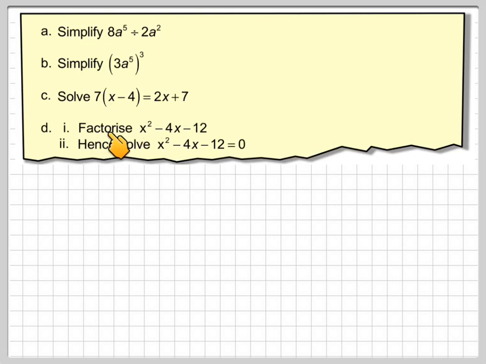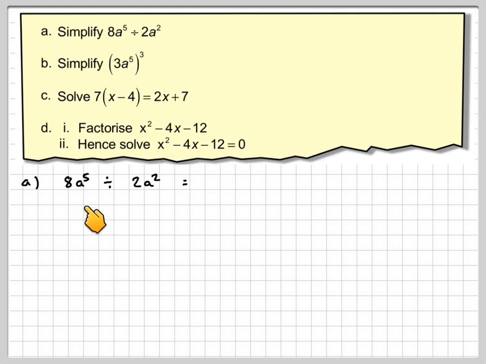And then you're being asked to factorize x squared minus 4x minus 12, which is a quadratic, and then hence solve the expression when it's equal to 0, so hence solve x squared minus 4x minus 12 is equal to 0. So this is solving a quadratic equation by factorization. Right, state the first one.